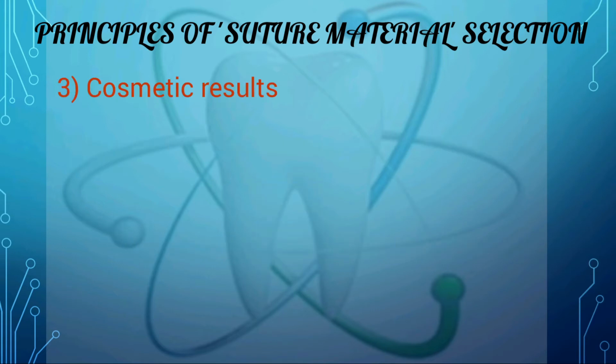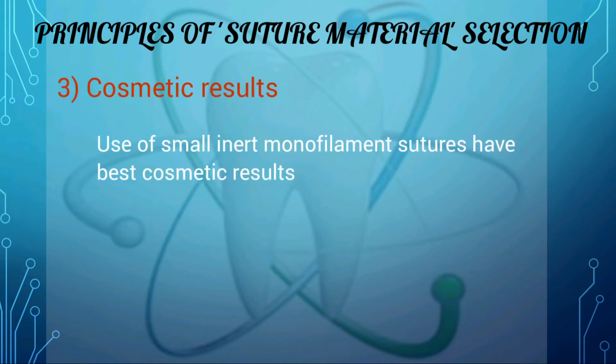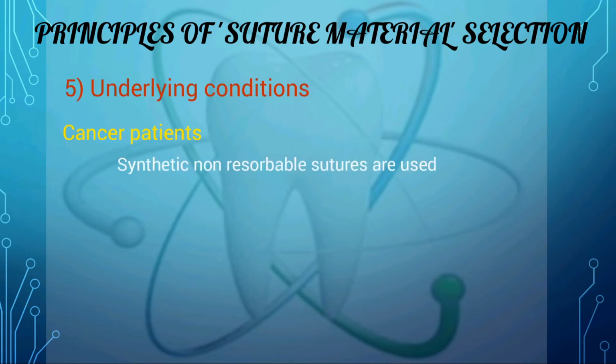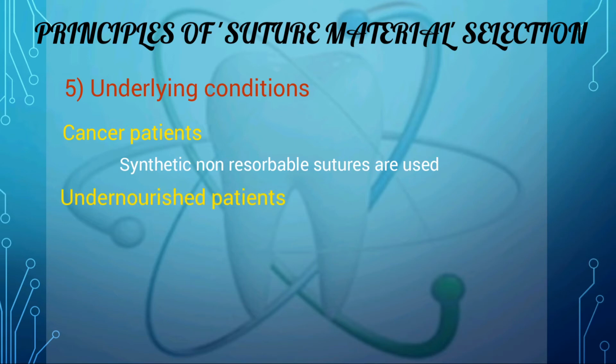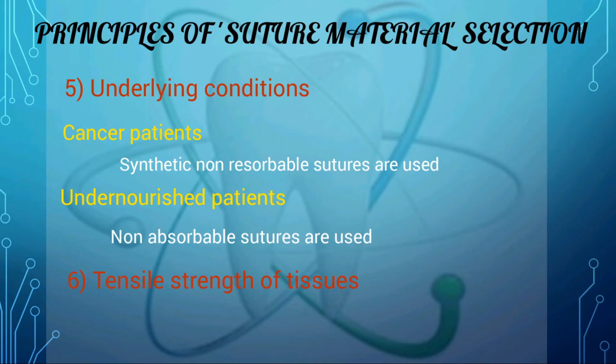The third principle is the cosmetic results. The fourth one is the microsurgical procedures. In case of cancer patients, synthetic non-resorbable sutures are used. When the patient is undernourished and hypoproteinemic, non-absorbable sutures should be used. The suture size should be selected based on the tensile strength of the tissues.